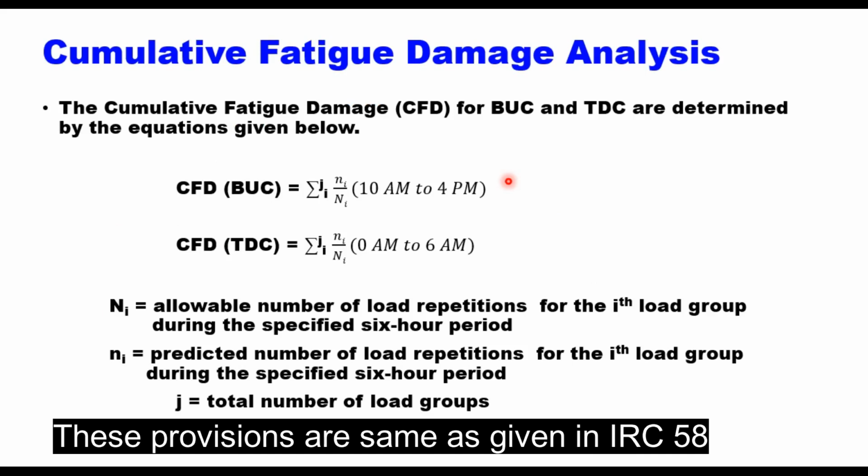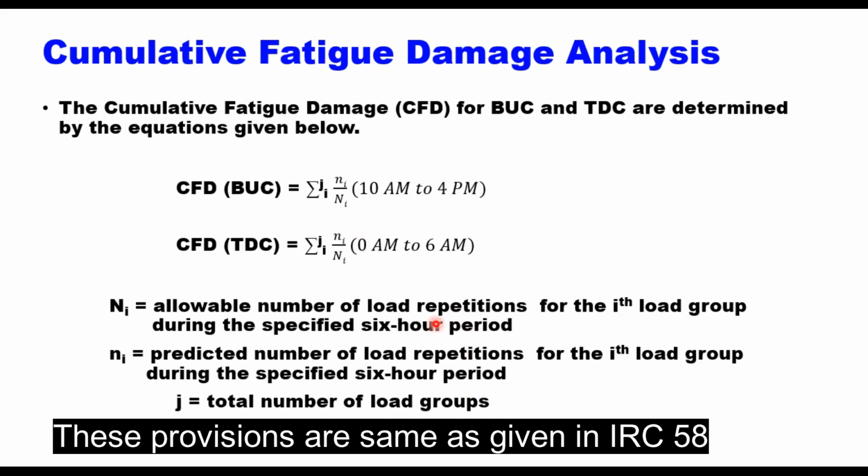Cumulative fatigue damage analysis for bottom-up cracking and top-down cracking are determined using this equation. That is, cumulative fatigue damage because of bottom-up cracking is the summation of ni upon Ni for a period of 6 hours, 10 am to 4 pm. And CFD for top-down cracking is for the period of midnight to 6 am in the morning. Now here capital Ni is the allowable number of load repetitions for the ith load group during the specified 6-hour period, and small ni is the predicted number of load repetitions for the ith load group during the same period. And J is the total number of load groups.